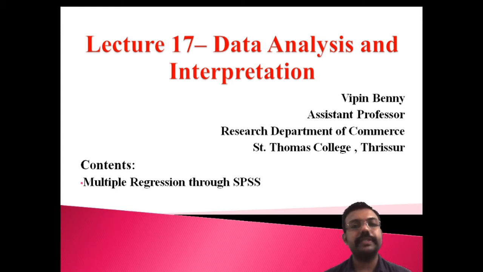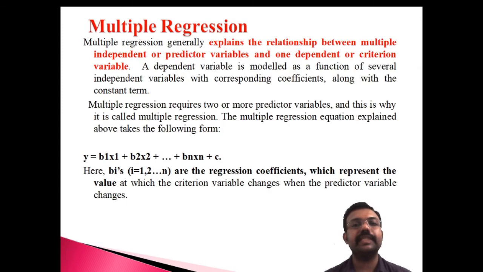Before going to SPSS, let us once again recollect what we mean by the term multiple regression. Multiple regression shows the relationship between two or more independent variables and one dependent variable. Here, two or more independent variables means predictors. Independent variables are also known as predictors, and there is one dependent variable. This relationship is known as multiple regression.